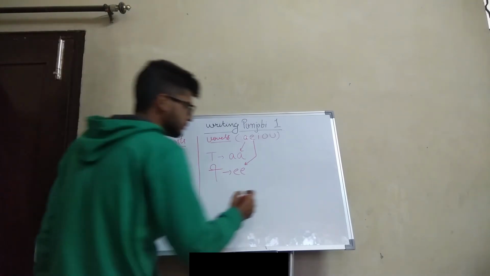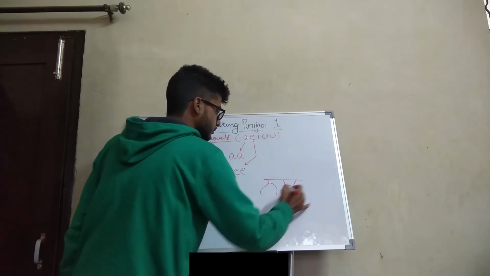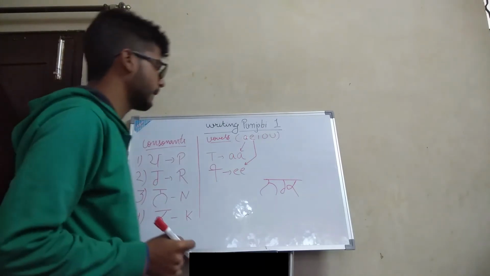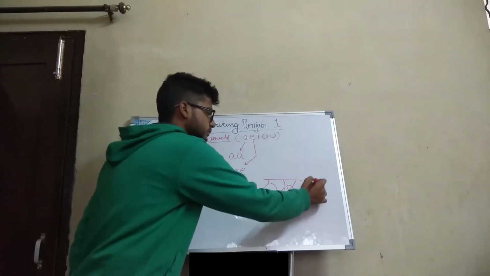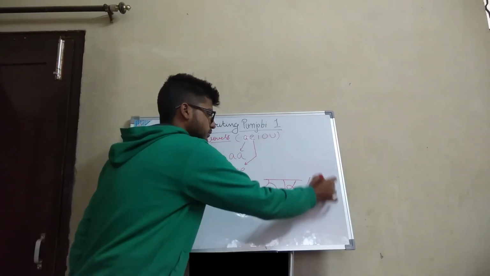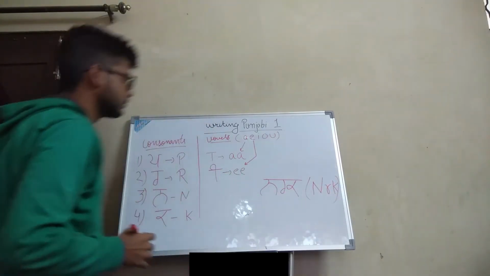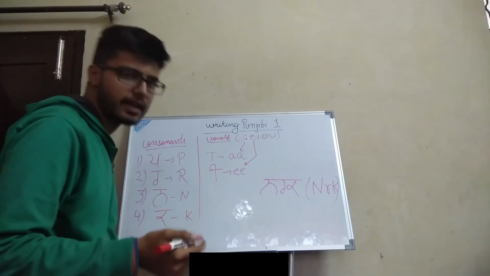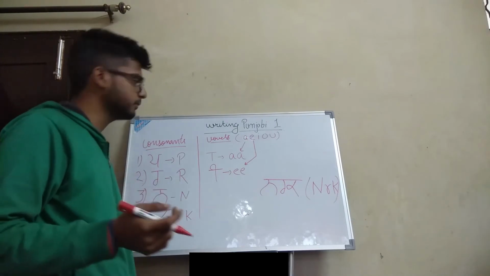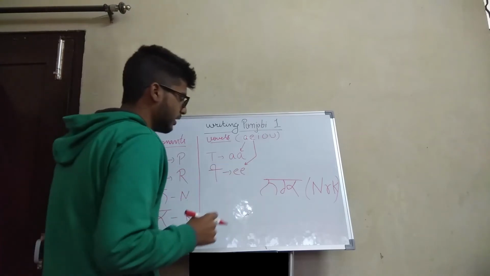What about this? We have N, we have R, we have K. So it is nark. Nark means hell. As we say, go to hell in English. In Punjabi, it translates to ja nark ja.